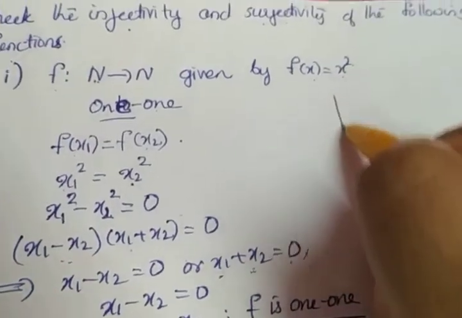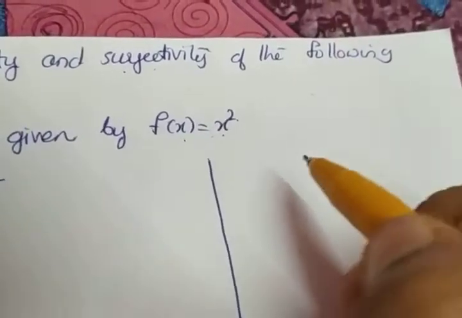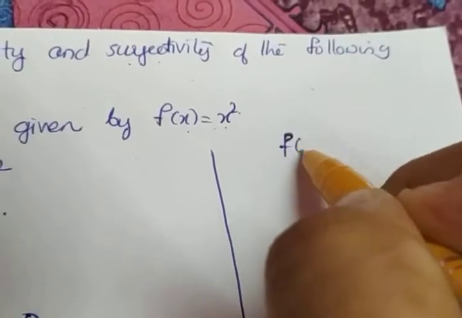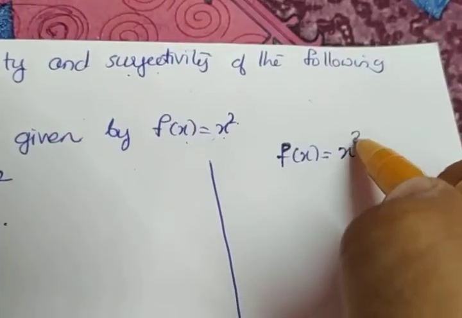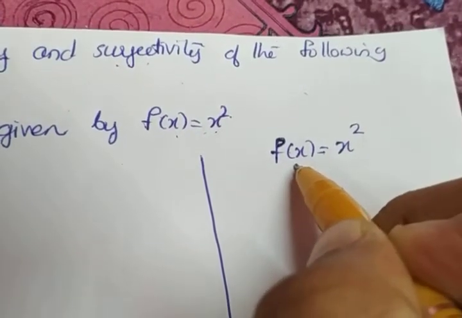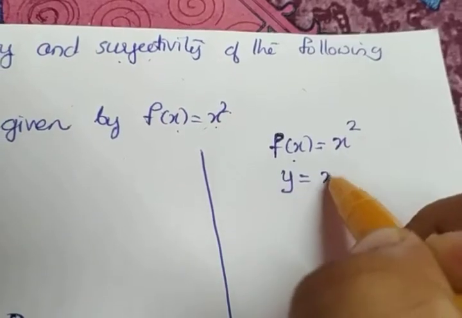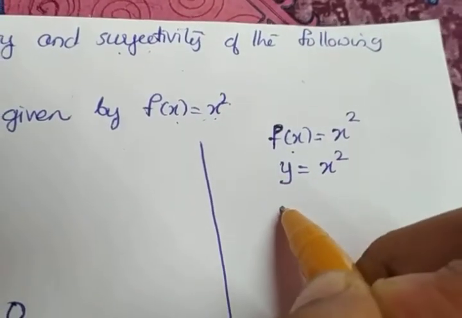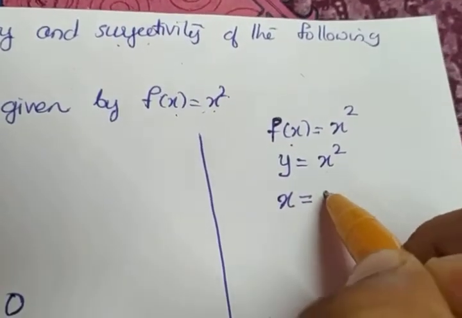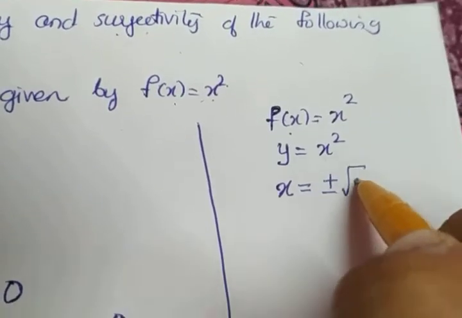Again we have to check whether it is onto or not. To check whether it is onto, we will take the function f of x equal to x square. Instead of f of x, we will write y. y is equal to x square. From this equation, we will calculate x. x is equal to plus or minus square root of y.